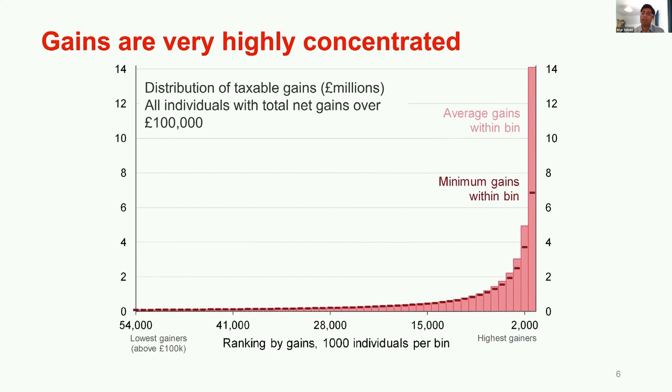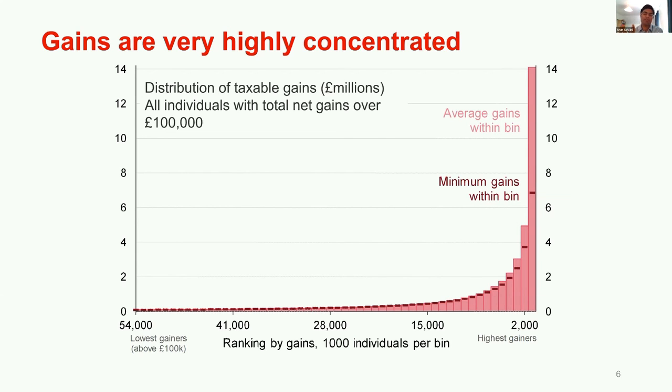Even though it's only 0.1% of the adult population, 95% of all taxable gains by value are already on this graph. So 0.1% of the population get 95% of all taxable capital gains. But even within this 0.1%, gains are still incredibly concentrated. If you go just to the top 5 bars, these bars are 1,000 people at a time, ranked from the highest capital gains on the right to the lowest capital gains on the left.